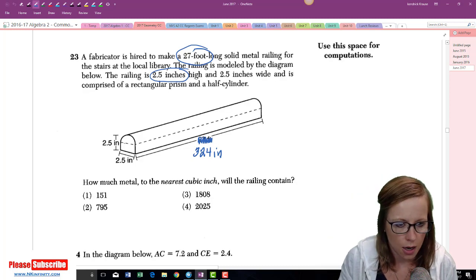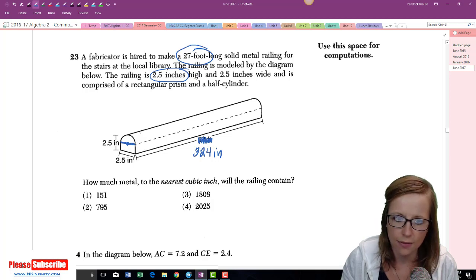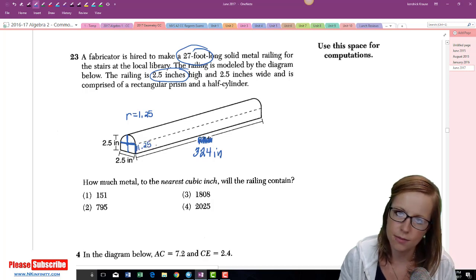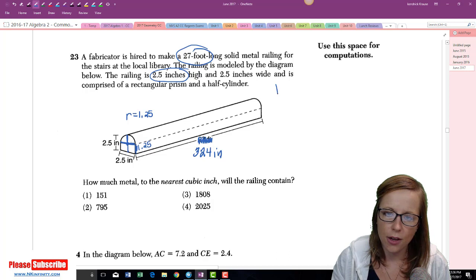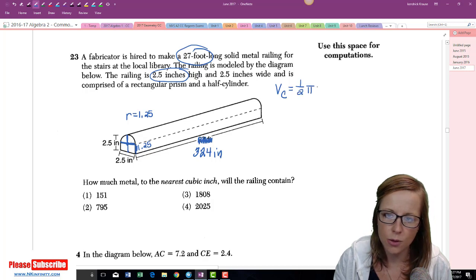Big deal here is, you got to kind of use your brain for this. If this is 2.5 flat across, then the radius of that circle would be half of that. So the radius of the circle is 1.25 inches. And then vertically, because we know the radius is 1.25, this height right here is also 1.25. Make sense? So we have the volume of a cylinder, and it's actually only half of a cylinder, so half pi r squared h.